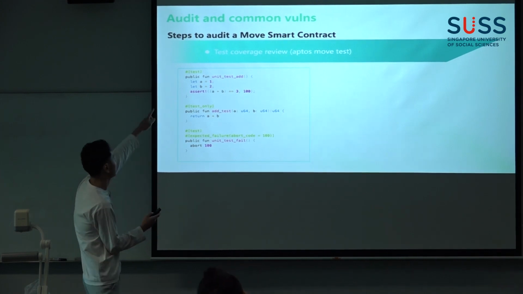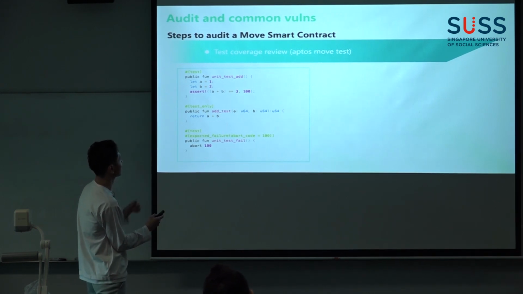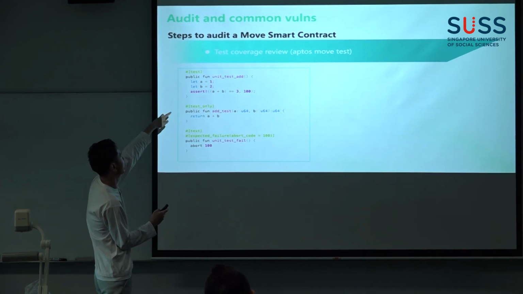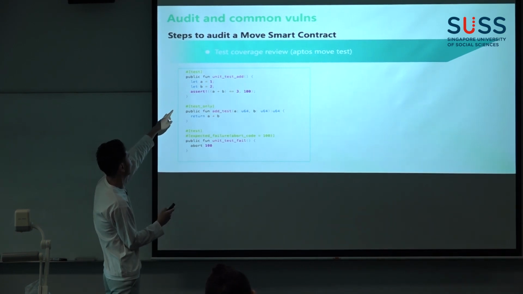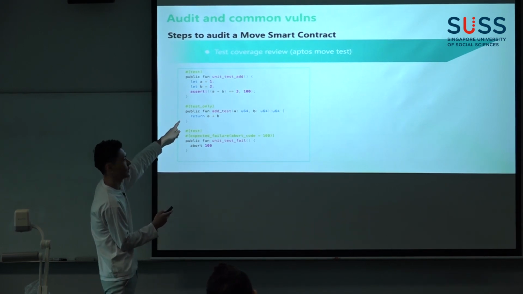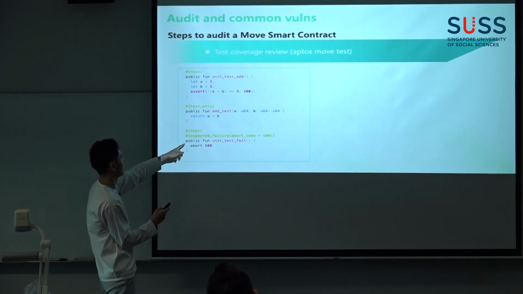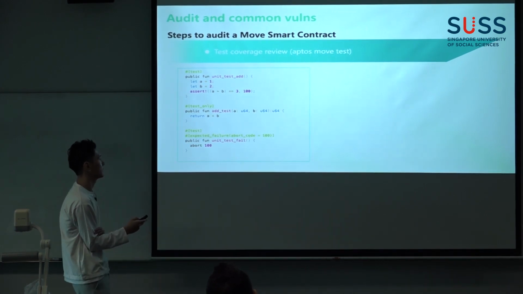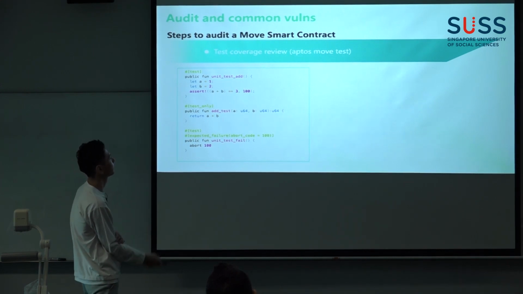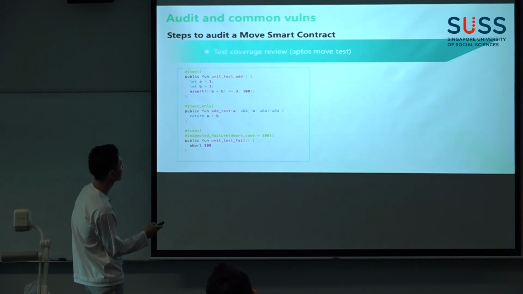So here are the macros for tests. This one means the following version will be test. This one, when you define variables as test only, means the variable will only be used during tests. And here there's an expected failure, which means the test is supposed to abort, supposed to fail. And the command, for example in Aptos, is aptos move test.